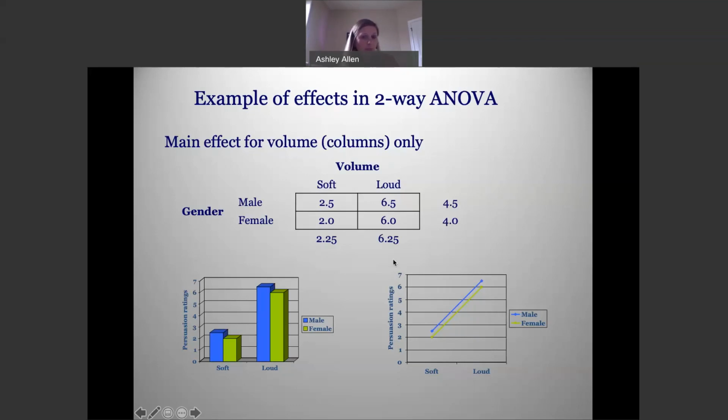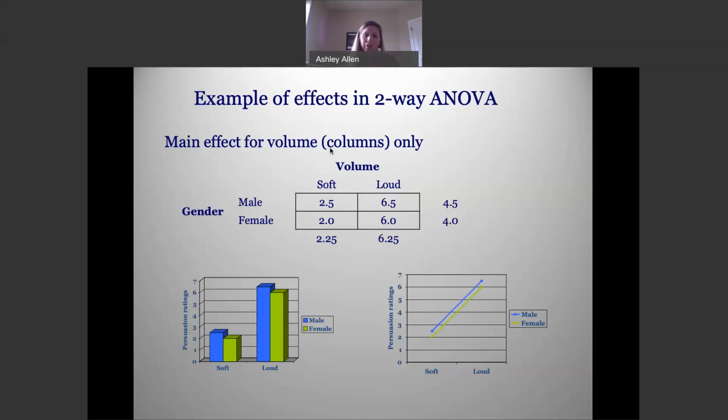For gender, it's not saying this here, but they're not the same number. The marginal means are 4.5 versus a 4. So you could say males are slightly more persuaded than females, but it would probably not be a significant difference. For your interaction, if you're looking across the rows, going from soft to loud for males is an increase of 4 points. If you're looking at females, going from soft to loud is an increase of 4 points. They match, therefore, no interaction is possible.